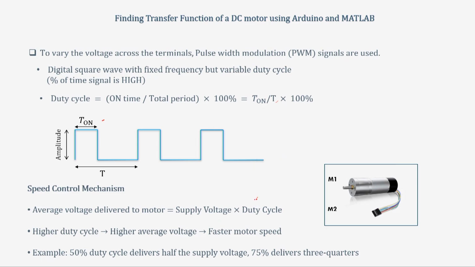So, if you give 50% here, suppose as I explained, the motor was of 12 volt. So, 12 volt multiplied by 50% means that 6 volt will be supplied across the terminals of the motor. If you apply a PWM signal of 50% duty cycle, that means 6 volt is being applied across the motor. Similarly, if you apply 75%, then 3 by 4th of 12 will be applied, that means 9 volt will be applied across the motor. In this way, by changing the T on time or the duty cycle, you can change the voltage across the terminals of the motor, which means you can change the speed of the motor. So, higher the duty cycle, higher is the average voltage, faster the motor speed.